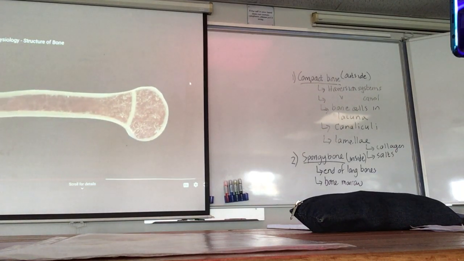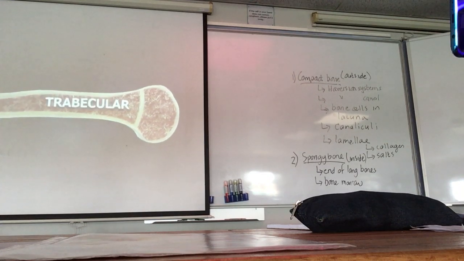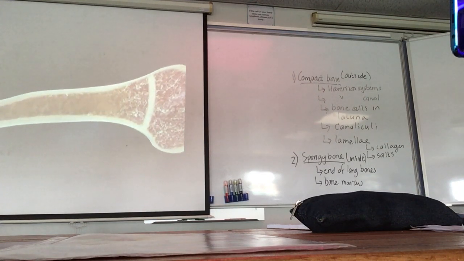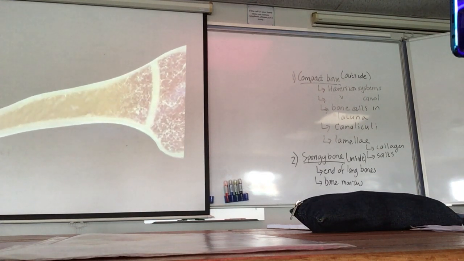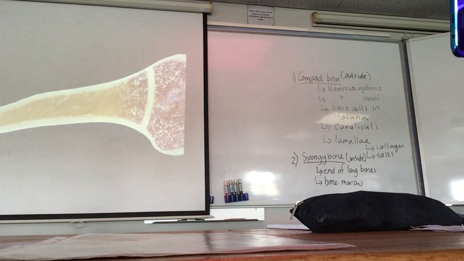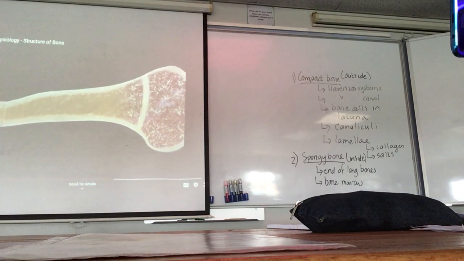Filling the interior of the bone is trabecular bone, also known as cancellous or spongy bone. Trabecular bone is far lighter.